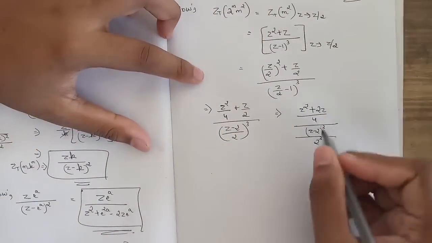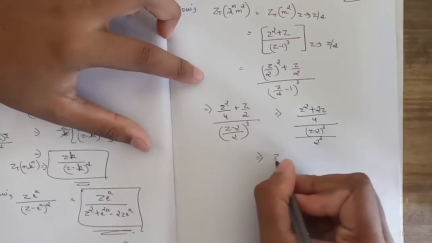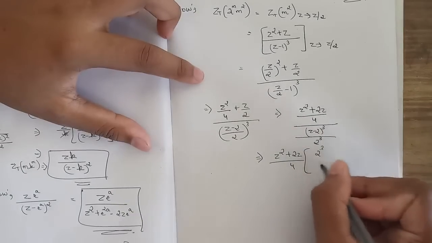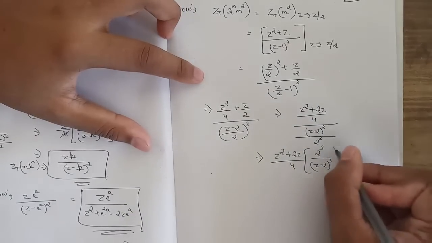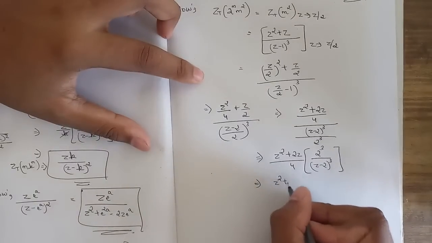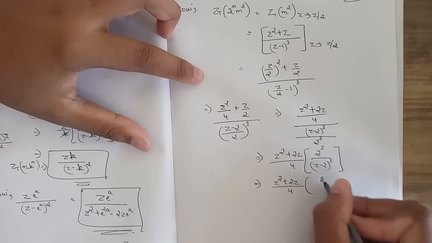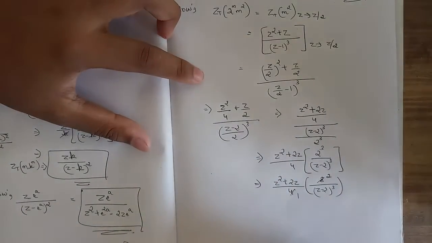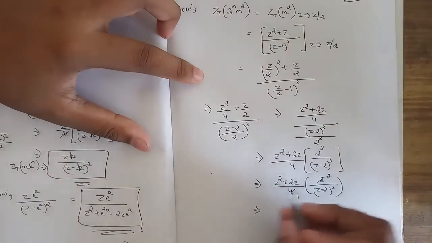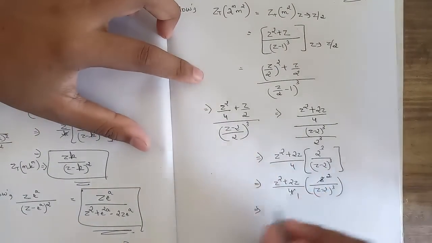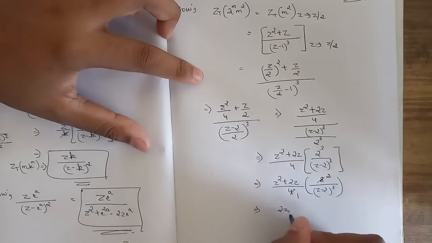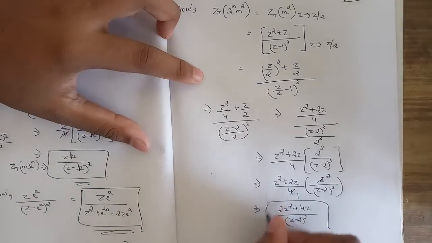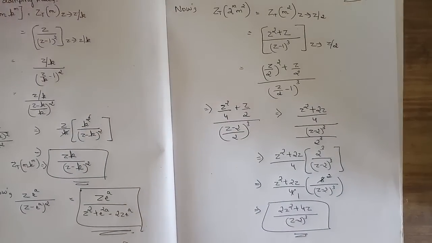So now let's bring this denominator to the numerator by taking its reciprocal, z square plus 2z by 4 into 2 cube divided by z minus 2 whole cube. So this becomes z square plus 2z by 4 into 2 cube is 8 divided by z minus 2 whole cube. So here 4 2s are 8. So the final answer is z square plus 2z into 2, right? So we have to multiply 2 to both the terms. So this becomes 2z square plus 4z divided by z minus 2 whole cube. So this is the required answer for this term.